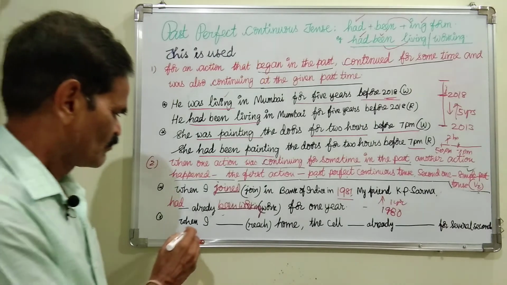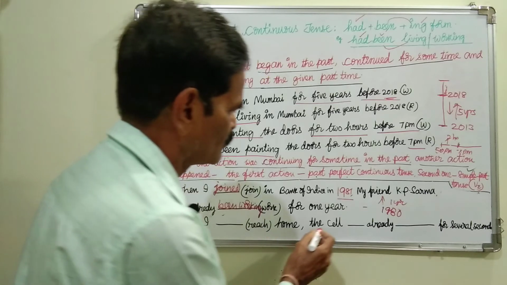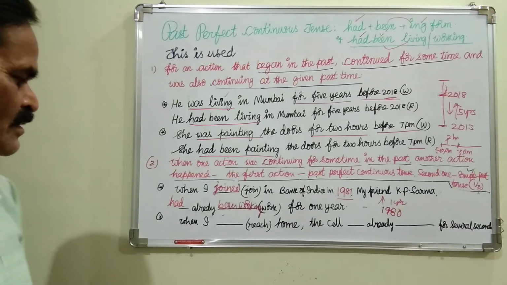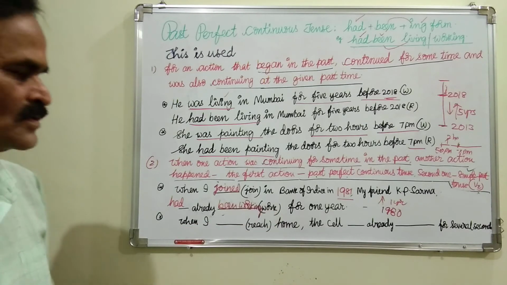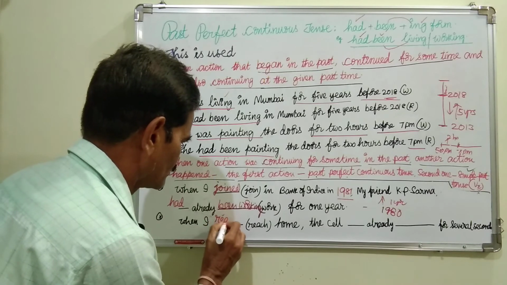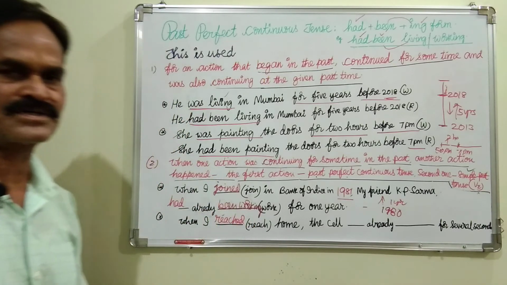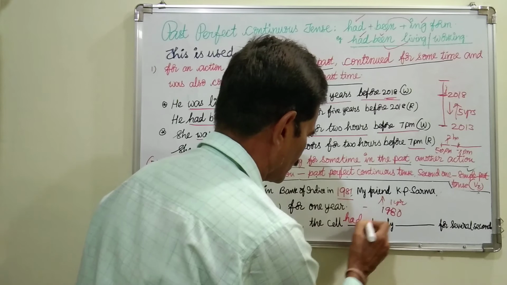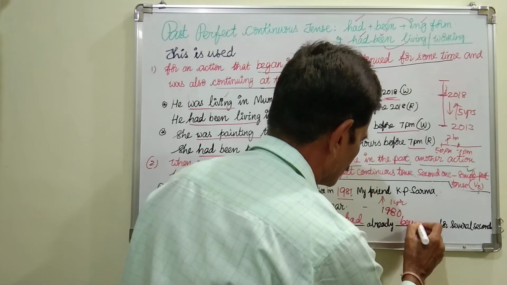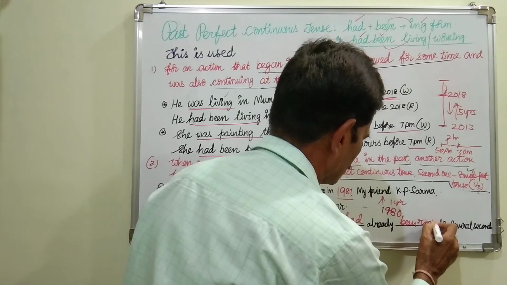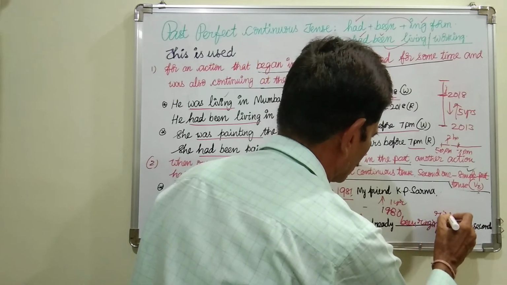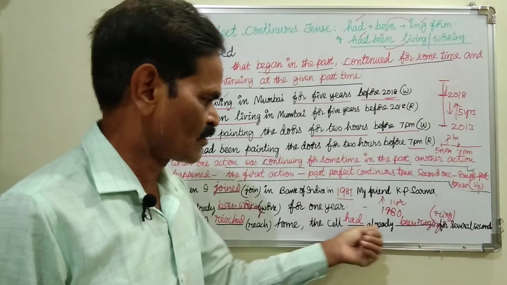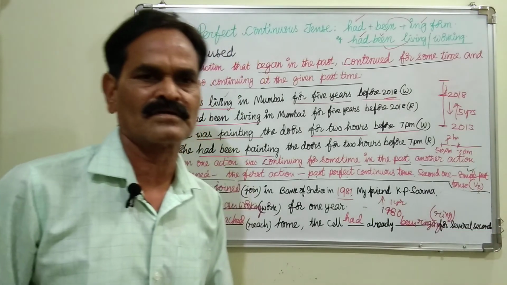Okay, another: when I reach home, the cell already for several seconds. Okay, when I reached home, this is the second action. By that time, what happened here? The cell had already been ringing. Here the verb is given, ring, in brackets. So when I reached home, the cell had already been ringing for several seconds.